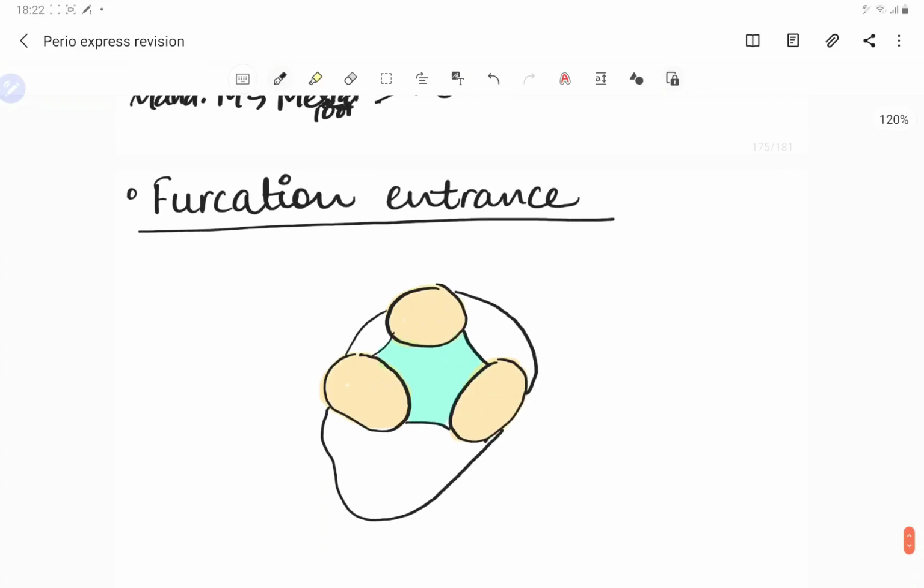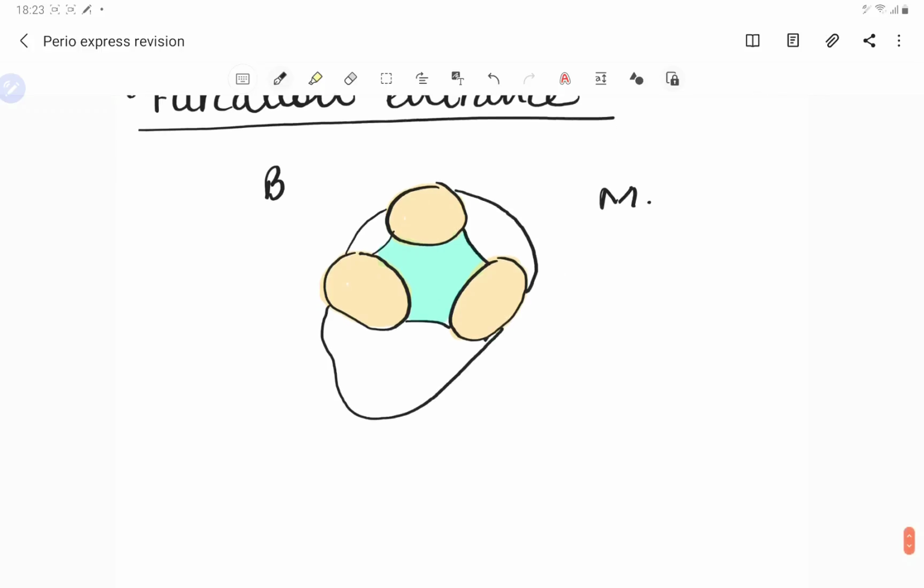So guys, talking about the furcation entrance, very easy to understand. What do we mean by furcation? Furcation is the area where there is a divergence of the root, right? Furcation of the root takes place. Entrance means the area from where we enter into the furcation. So that means suppose if this is the buccal surface, here we have got the mesial surface, then we have got, see, suppose guys, this is the maxillary first molar.